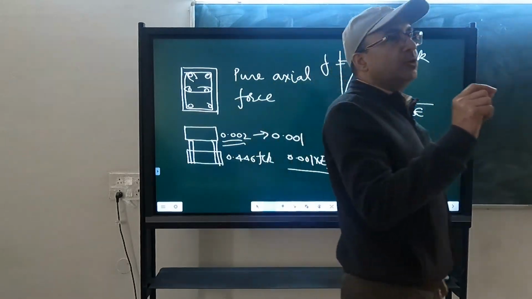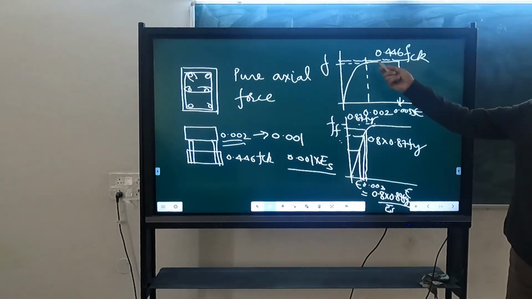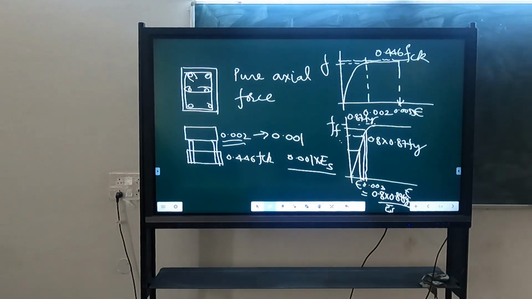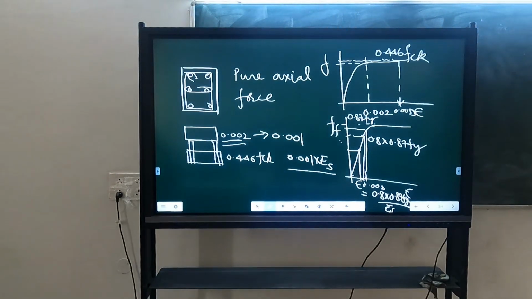Because if you apply a little load more than this point, first of all, as far as the calculation of load is concerned, it is the same whether you take 0.002 or 0.0035. The calculation is the same. What will happen to steel? Concrete will crash. What about steel? Can steel take more load? Why not? Is the area the answer?